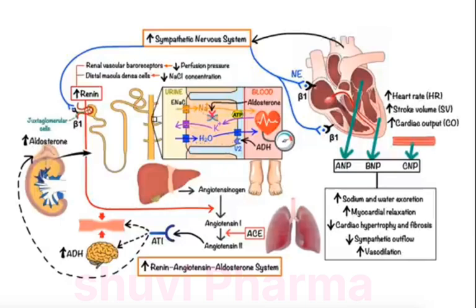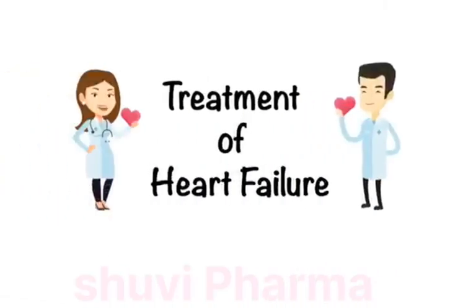However, in the end, even this counter response is not enough to save the failing heart. As heart failure advances, further activation of the renin-angiotensin-aldosterone system and the sympathetic nervous system ultimately overcomes the short-lived beneficial effects of the natriuretic peptides. And this brings us to the second part of this lecture, that is the treatment of heart failure.